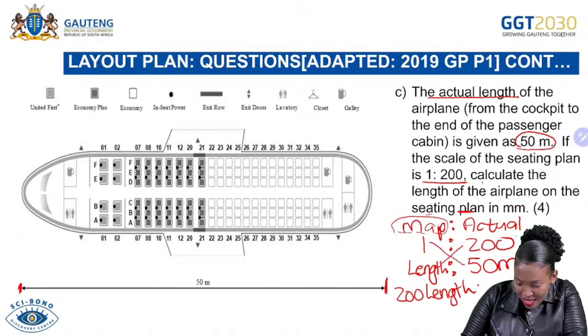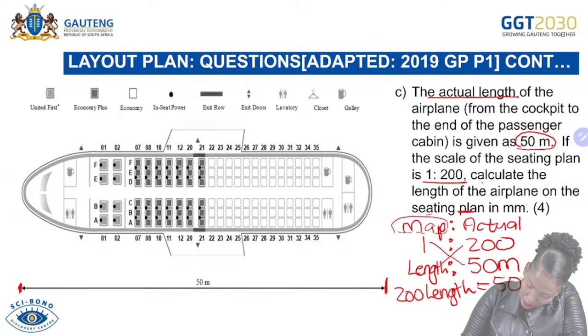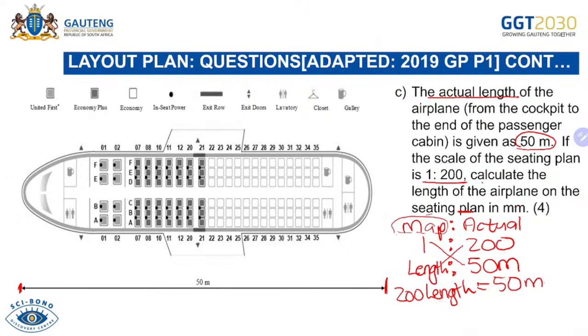And then 1 multiplied by 15. It is actually 15 meters. But we don't want 200 length. We want only length. So how do we get rid of this 200? By division. We divide by 200. And what we do on the left-hand side, we also do on the right-hand side, so that the 200 and the 200 can cancel.